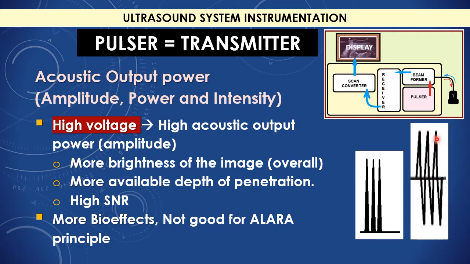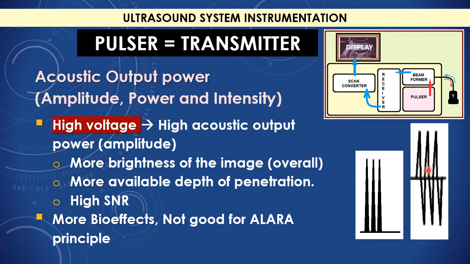So this is amplitude. From here to here, we call it what? Peak to peak amplitude. Correct. So if I'm having high voltage, I will get high amplitude, right? What is the result if I'm having high voltage? I will get more brightness of the image. Why? Because this output power of the ultrasound, when reflected back, will be reflecting with a high amplitude. I will get the overall brightness of the image increased.